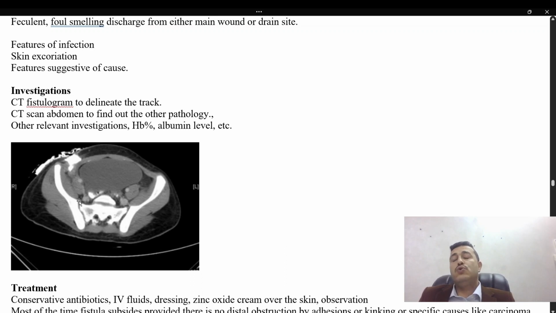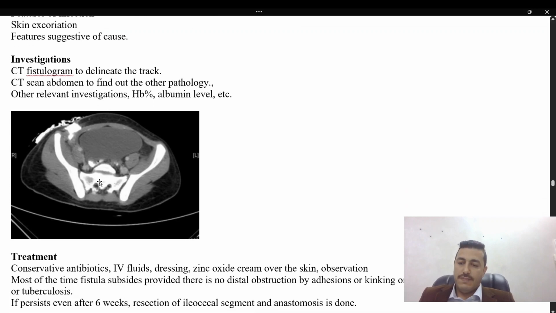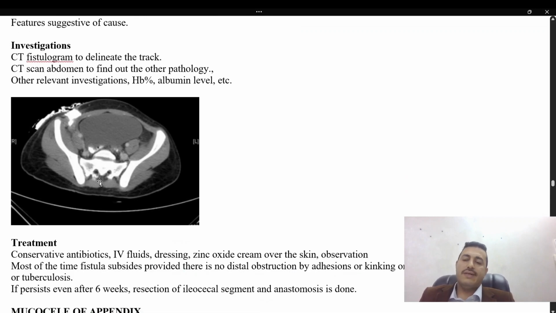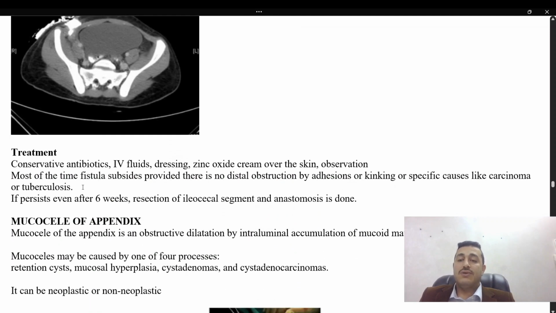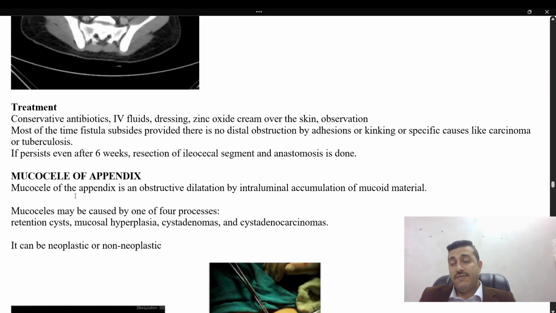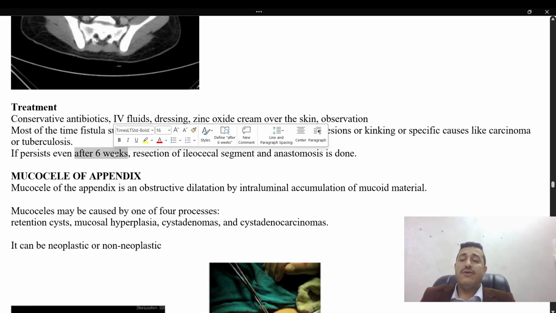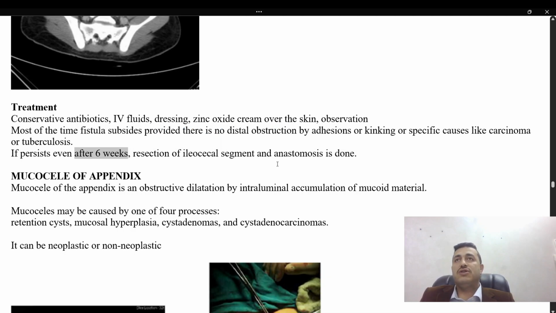But of course, you have to rule out the causes of fistula. I think they are abbreviated in the word FRIENDS, and one of them is distal obstruction. If there is distal obstruction, it will not heal. Okay, we said the treatment is conservative, but if the conservative treatment fails, we proceed for surgery. I do not concentrate on the period because this differs from one literature to another. Here, if it persists even after 6 weeks, proceed for surgery. Surgery in the form of ileocecal resection and anastomosis.